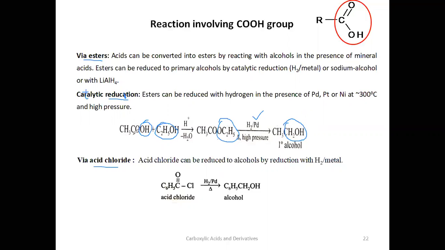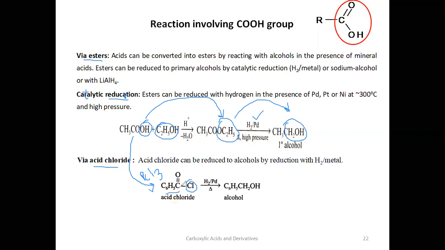And one more reaction we can also do; the previous one was through esters. First we converted acetic acid to ester, then we did the reduction, from ester to alcohol. Or we can also do it like this: first we convert the acid to acid chloride. How can we do this? We have already studied this. By adding PCl3 or PCl5 or SOCl2. When we add these reagents, the OH group will be converted to a halide group. That is known as acid halide.